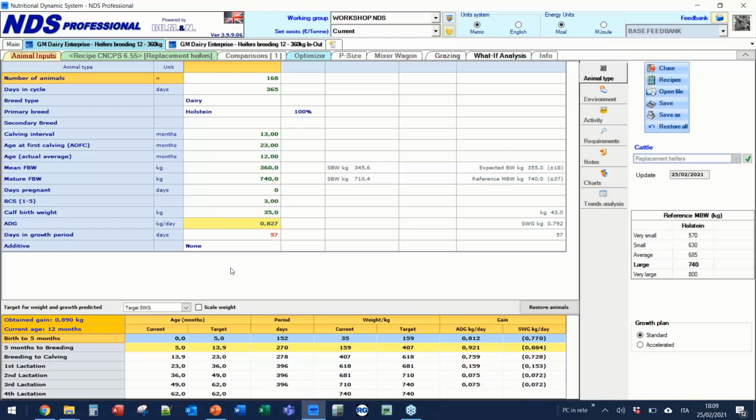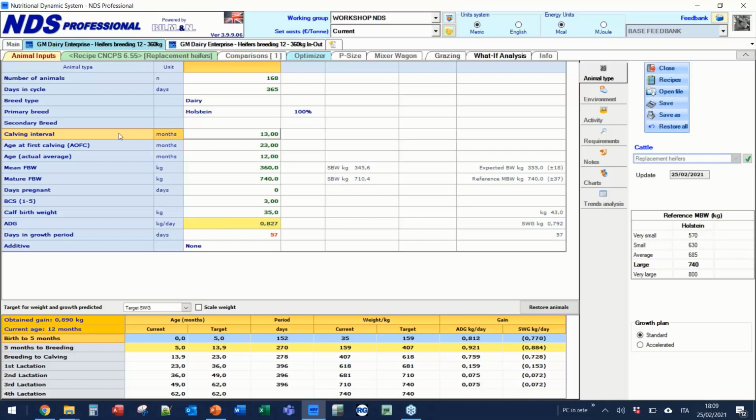So the first aspect is related to the breed we are working with, exactly like we do for adult animals. And there are the other, in this case I am working with Holstein. There are some other aspects related to the definition of what we call target growth system that I am going to describe a little further.